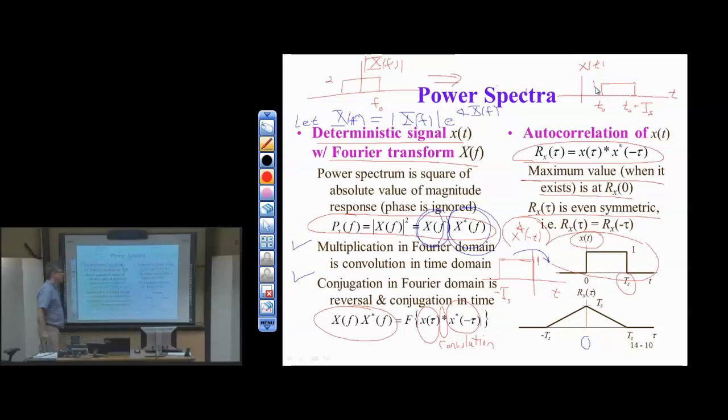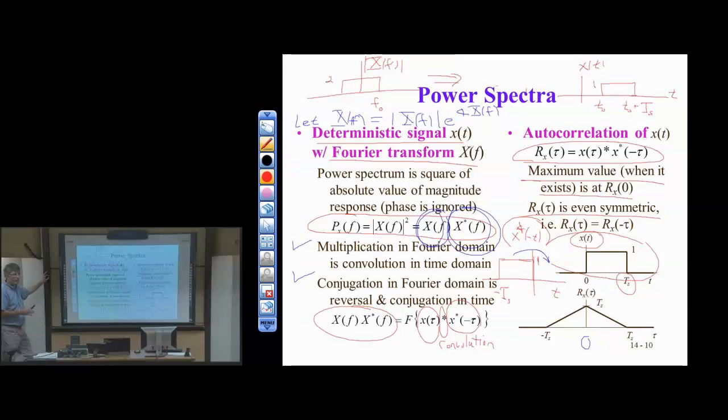What's the autocorrelation function look like? Same thing. I get a triangular pulse centered at the origin. Exactly the same answer, which means that this notion of autocorrelation is insensitive to delay.